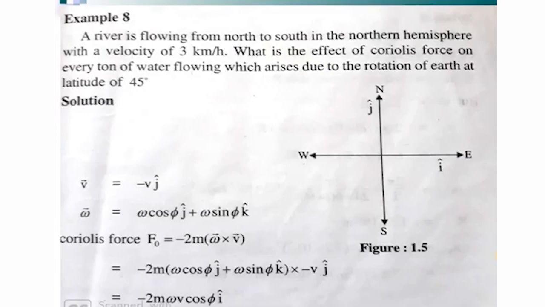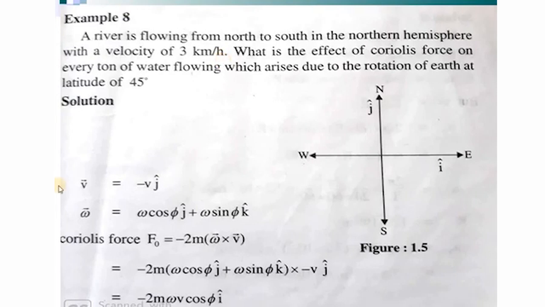A river is flowing from north to south in the northern hemisphere with a velocity 3 km per hour. What is the effect of Coriolis force on every ton of water flowing which arises due to the rotation of Earth at a latitude 45 degrees?